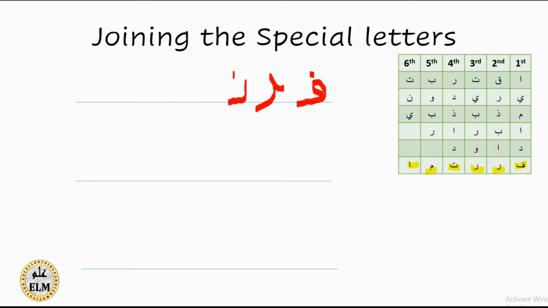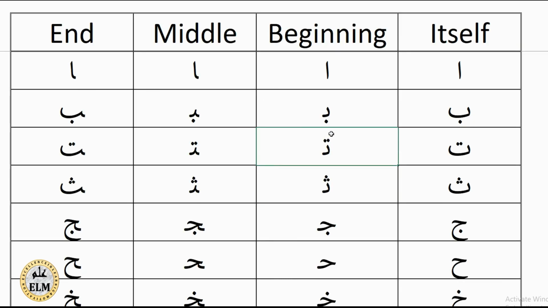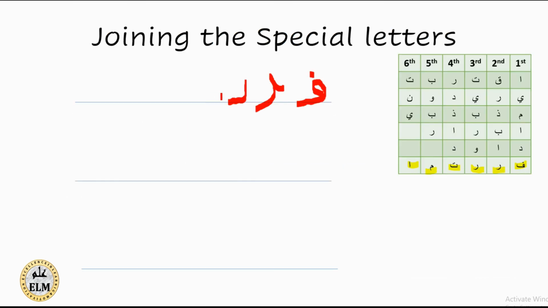Now ra is a special letter, which means the next shape we copy will be the beginning shape of the next letter, which is ta, and let's see how ta looks like. This is how ta looks like in the beginning. Let's copy.